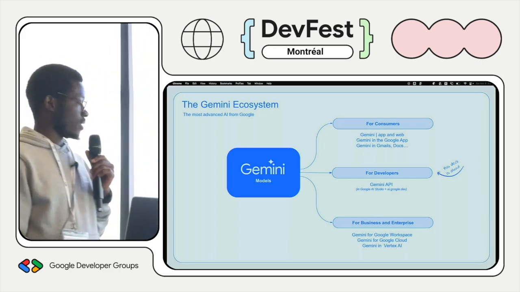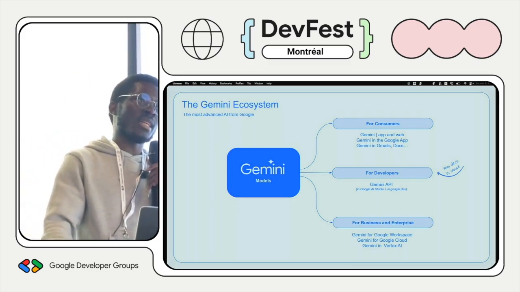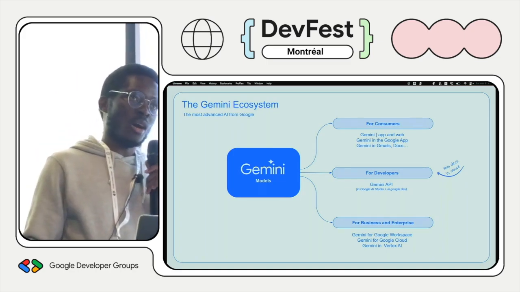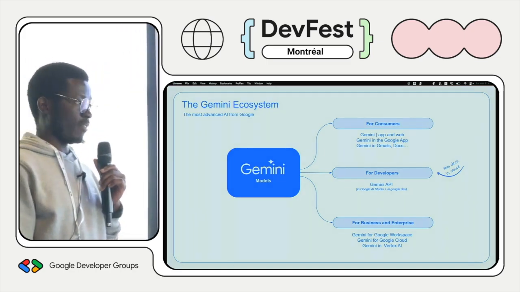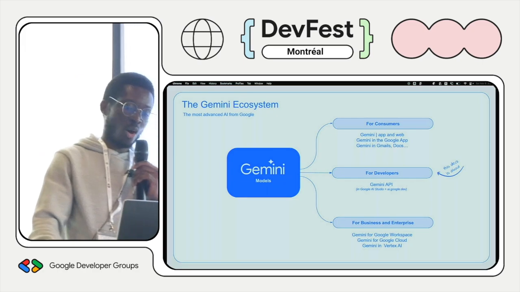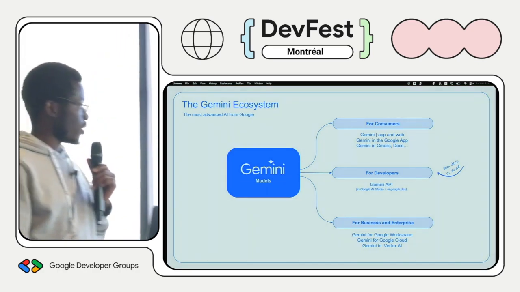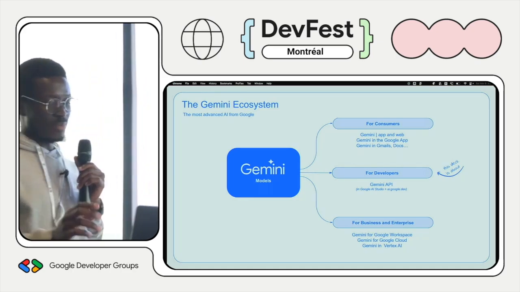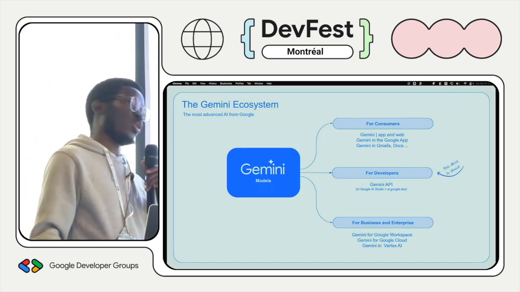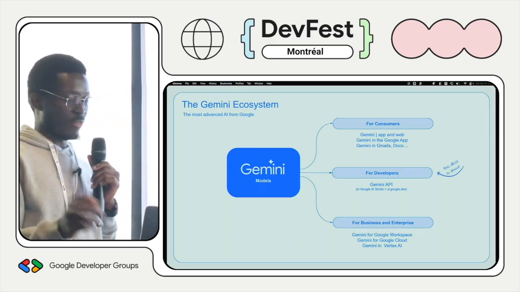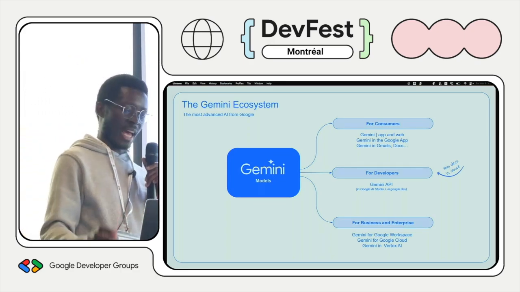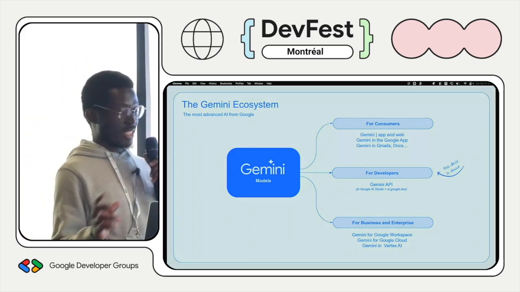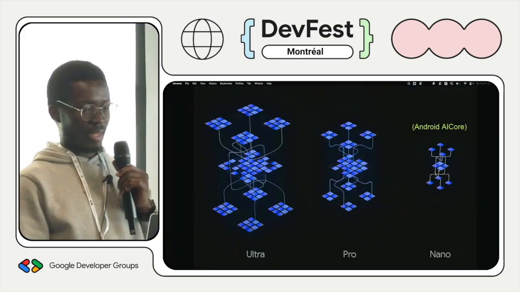The second part is Gemini for developer. That includes the Gemini API and all the SDKs that are available for developers to use in their own applications. The last category is Gemini for business and enterprise. This is all things related to Google Workspace, Gemini for Google Cloud, the Vertex AI kind of stuff, and so on. But today we'll be most focused on Gemini for developer.